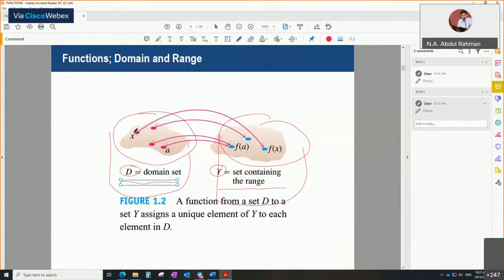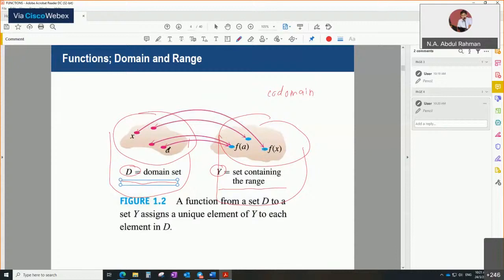Every single point that we have here, the rule is that every element of the domain must point to something in the codomain, or the range. Let me write down. You can also call the range the codomain. And no element can point to more than one thing.